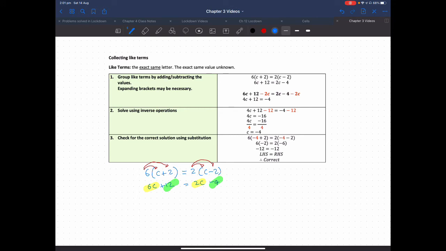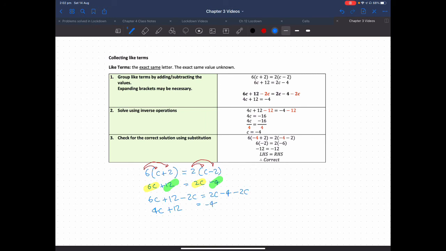I'm going to subtract 2 c's from both sides. 6c plus 12 minus 2c equals 2c minus 4 minus 2c. So I've subtracted 2c from both sides. On the left-hand side, I have 6c minus 2c, which is 4c, and I still have a plus 12, equals 2c minus 2c, cancel each other out, the c's have gone, and I'm left with minus 4.